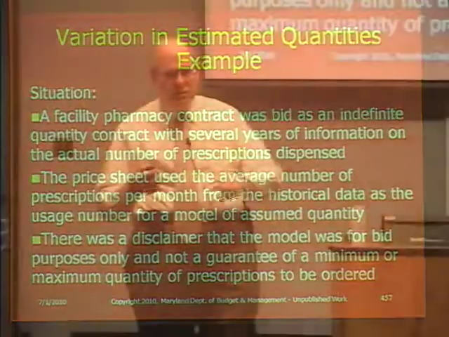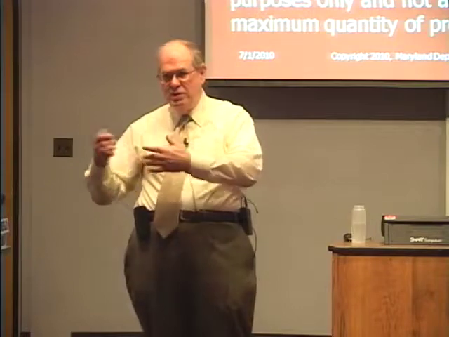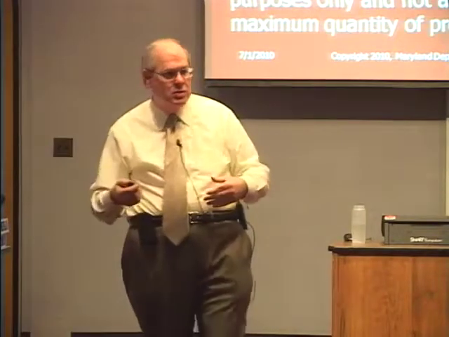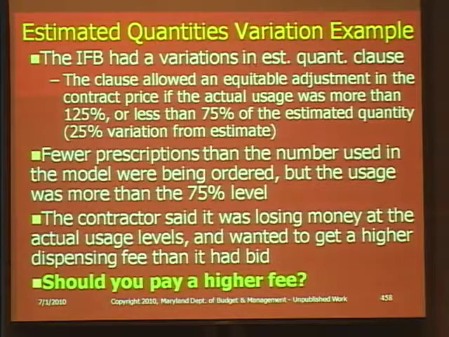What that means is the vendor was supposed to give a dispensing fee, and then we said if our average was 10,000 a month, their dispensing fee times 10,000 extended comes to a price. So that was there. And there was a disclaimer that the model was for bid purposes only and not a guarantee of a minimum or maximum quantity of prescriptions to be ordered. So all standard stuff. The invitation for bid had a variations in estimated quantity clause, which, as I will explain to you, it shouldn't have, because this was not a fixed price contract.